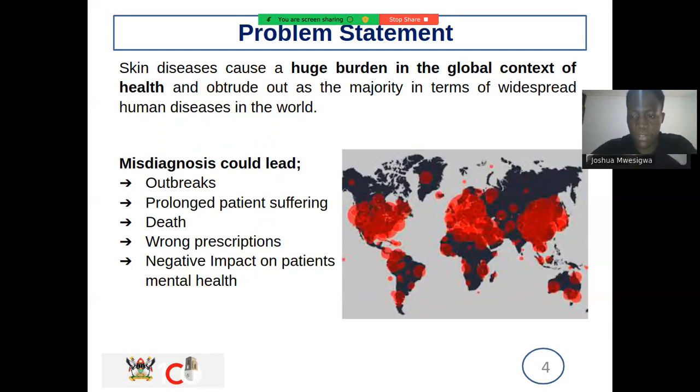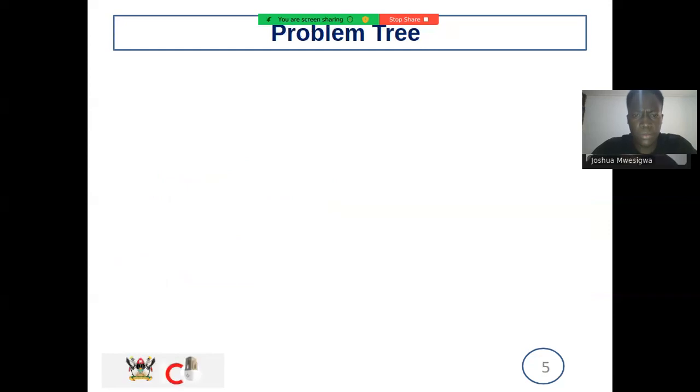Take an example of COVID-19. If we had a diagnosis framework or a detection framework at the start of this outbreak, then we would have been able to prevent the outbreak. But since there were no detection frameworks, no diagnosis frameworks, that's how we ended up with the outbreak in the first place. So this shows you how important diagnosis, and accurate diagnosis in particular, is if we're talking about skin diseases.